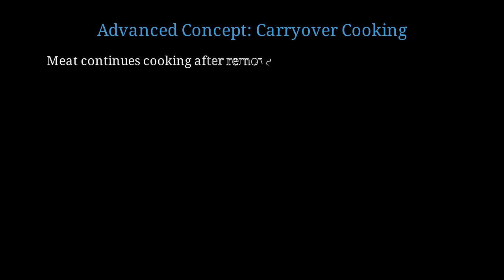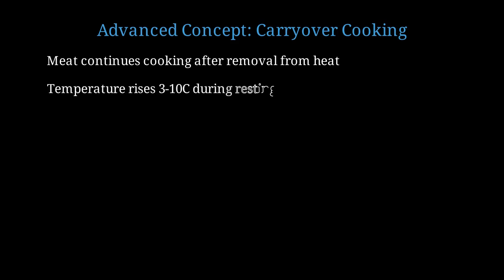Let's discuss an advanced concept, carryover cooking. This is crucial for understanding the relationship between oven temperature and final doneness. Meat continues cooking after removal from heat due to residual thermal energy in the outer layers. Internal temperature typically rises 3 to 10 degrees Celsius during resting, depending on the size and cooking temperature. Larger roasts have more carryover because they have greater thermal mass and more stored heat.